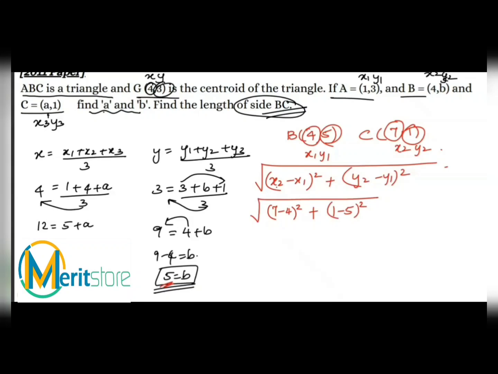Now 7 minus 4 is 3. 3 square is 9. 1 minus 5 is minus 4. Minus 4 square becomes positive 16. This goes up to 25. Square root of 25 is 5. So the length of side BC is 5 units. That's our answer.